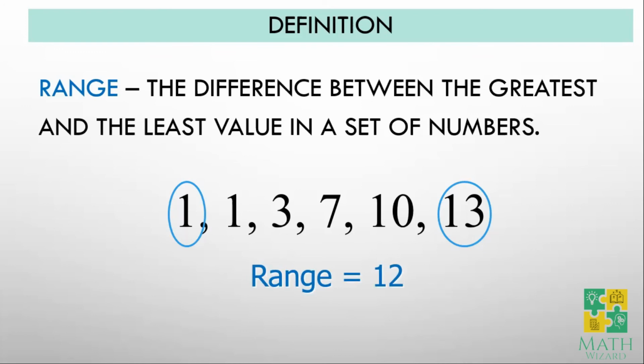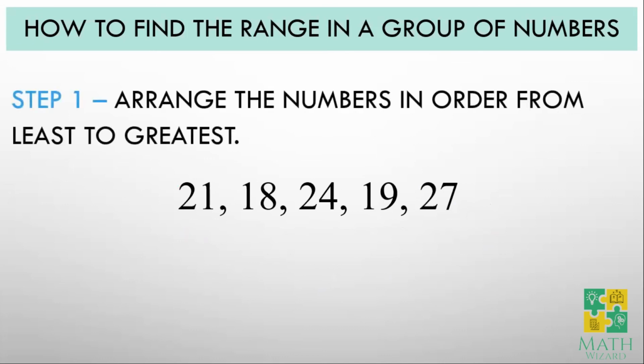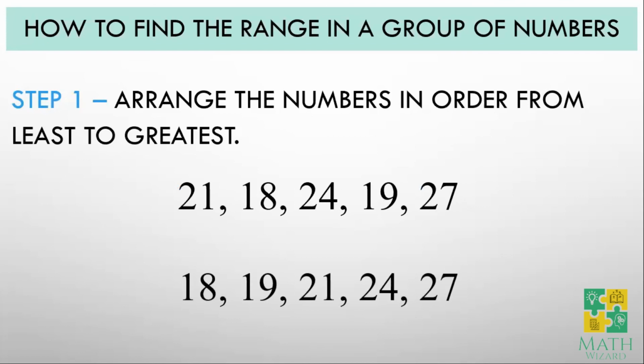In a set of numbers, at first glance we can already identify the least and the greatest number. Once we identify the small value and the big value, we just subtract them, and that would be our range. But to be more specific, given a set of numbers, the steps in finding the range start by arranging the numbers in order from least to greatest. So if we have 21, 18, 24, 19, and 27, arranging that set of numbers, our answer is 18, 19, 21, 24, and 27.